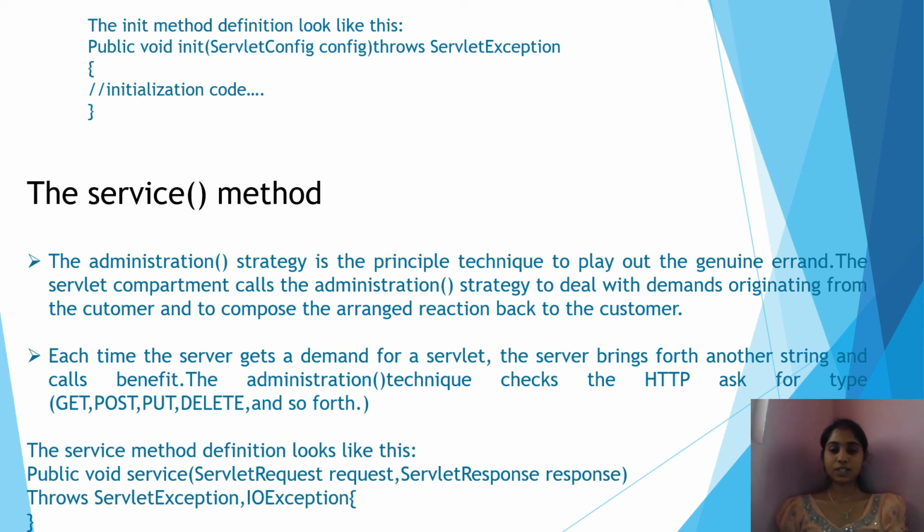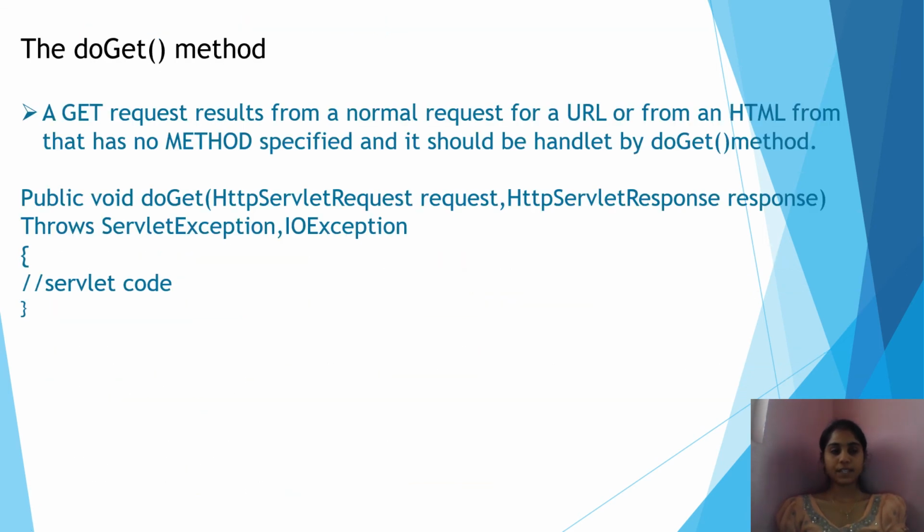The service method checks the HTTP request type: get, post, put, delete, and so on. First one is doGet. The get request comes from a normal request for a URL or from an HTML form that has no method specified, and it should be handled by the doGet method.